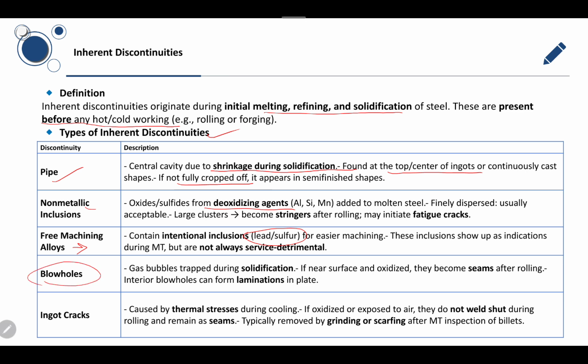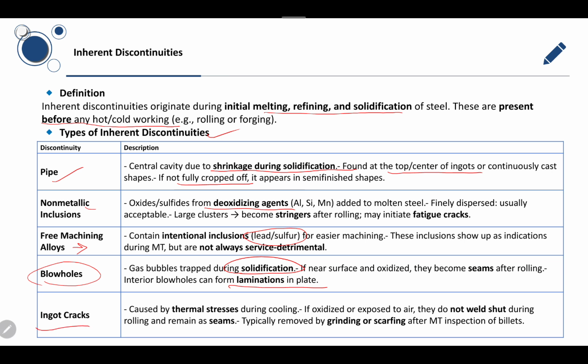Next one is blowholes. These are gas bubbles trapped during solidification. If blowholes are near the surface and oxidized, they can become seams after rolling. Interior blowholes can form laminations in plates, flattened during rolling. However, it's important to remember from our discussion that internal laminations are not reliably detectable by MT unless they break the plate edges.